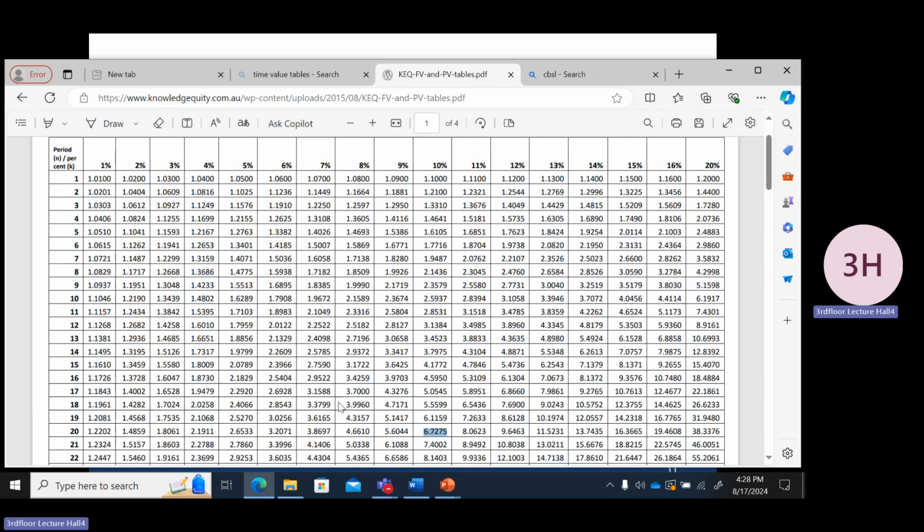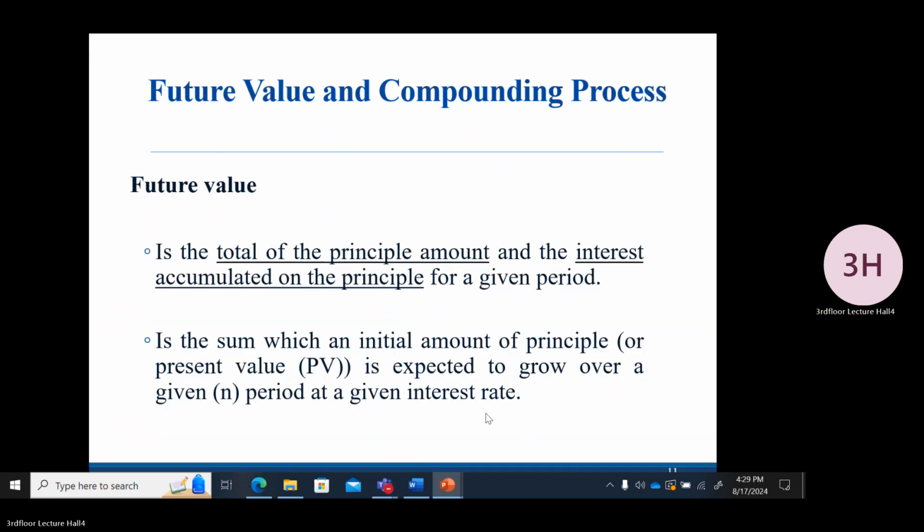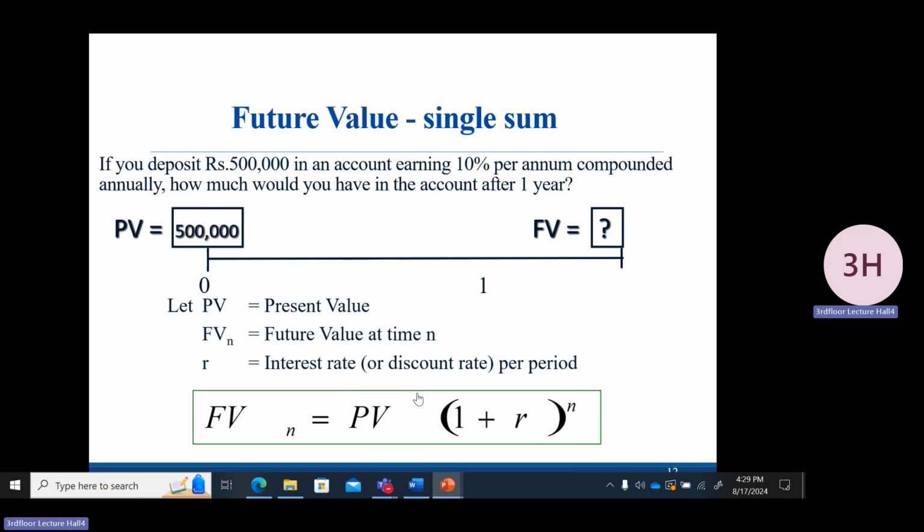Right? So this is the table. You can download this one. This is table number 1. Any question? Right. If you deposit 500,000 in an account which pays 10% per annum compounded annually. 10% per annum compounded annually. New term, right? Compounded annually. So this is compounding annually.